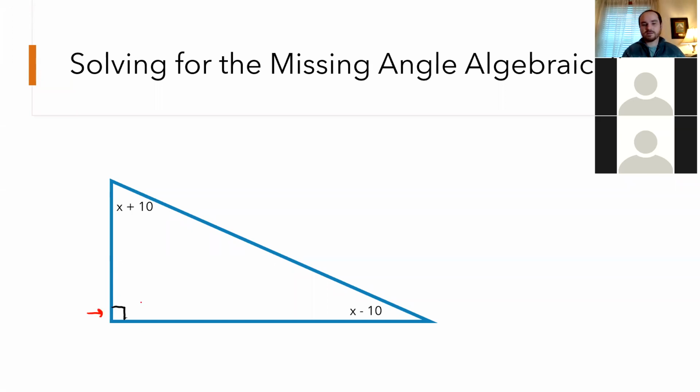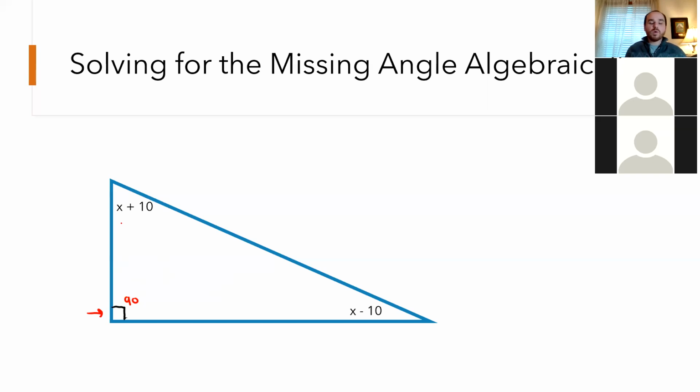What's the measure of this angle? 90. It is 90 degrees. So we have a 90-degree angle here. What are the total angles, all the angles in this triangle? What do they add up to total? It's the same for all of the triangles ever. Yeah, 180.